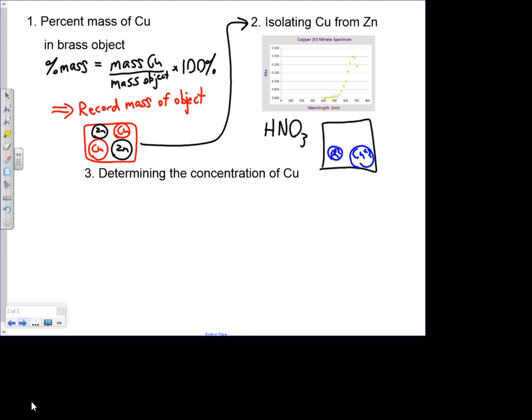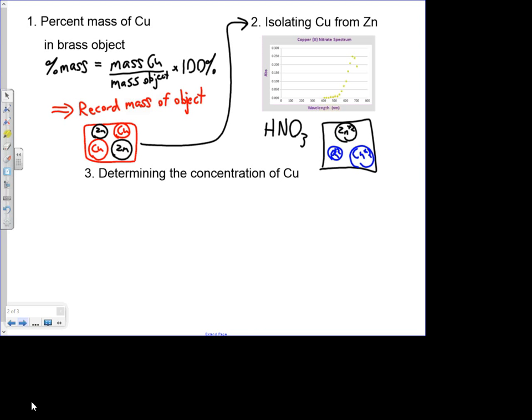It's a little larger. And then we're going to have zinc plus 2 ions, and those are going to be floating around in water. Well, you may think, Mr. Pell, what have you done? You haven't really separated the copper from the zinc. The copper ions and the zinc ions are still floating around in water.